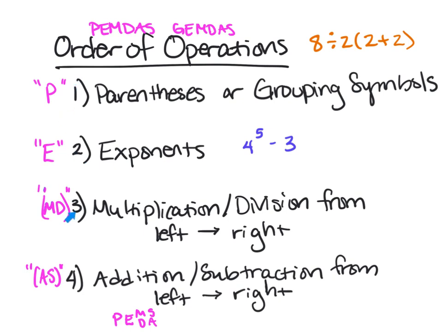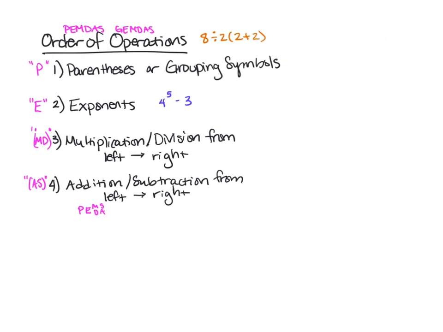Really, there's 4 rules. First, anything in parentheses or grouping symbols. We'll talk a little bit more about what that might mean later. And then exponents, then multiplication and division from left to right, then addition and subtraction. So let's use these to actually simplify this expression here.